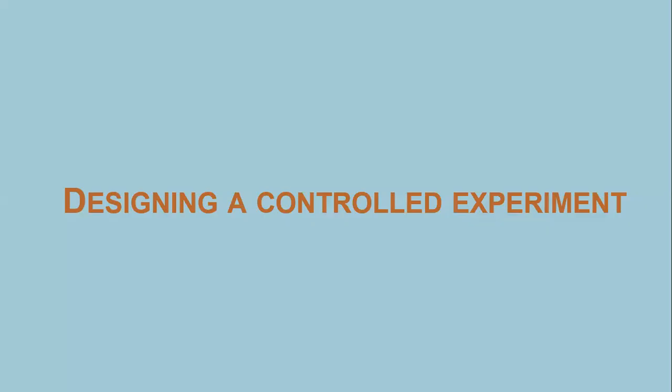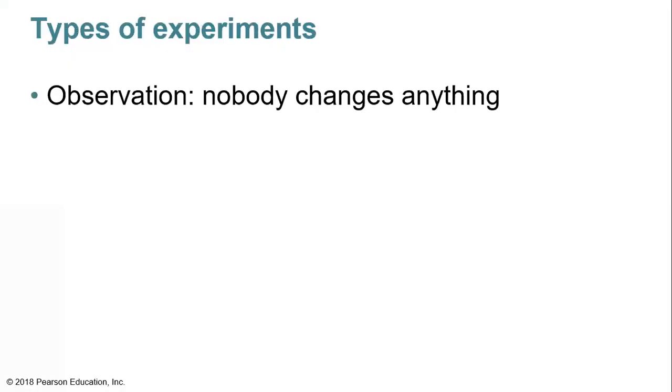All right, designing a controlled experiment. Remember, we have three types of experiments: an observational experiment, where nobody changes anything. An example of that would be going to a nature preserve and watching an endangered species, maybe, to see what they do and how they interact with their environment. Like if you were observing the endangered Galapagos tortoise, maybe you would just go and watch what they eat, and perhaps you'd collect their poop and look to see what's in it. And you might watch how much water they typically drink or where they go during different times of the year.